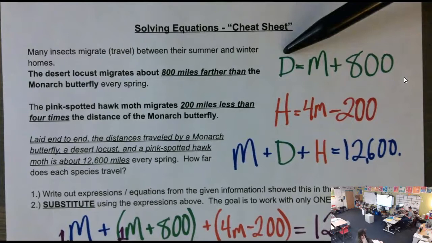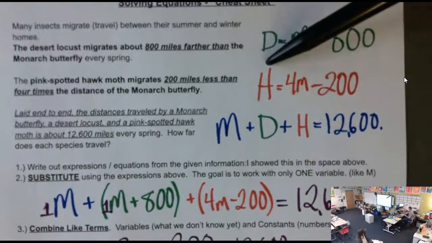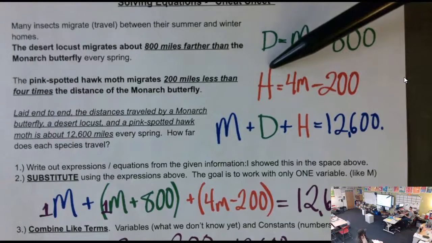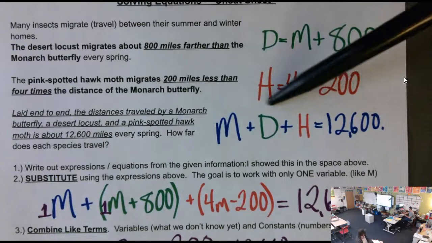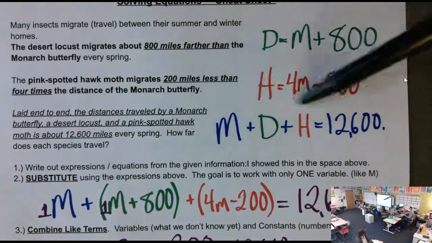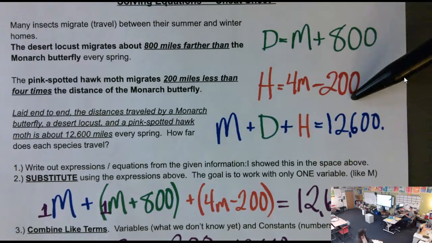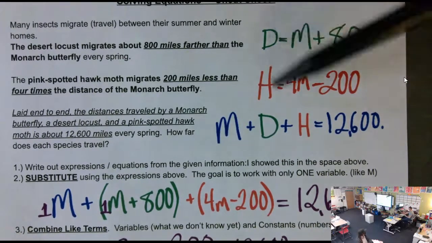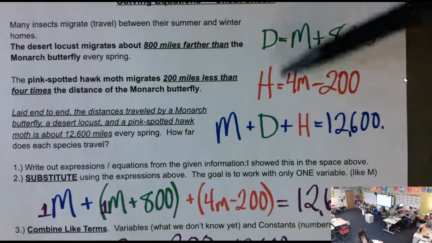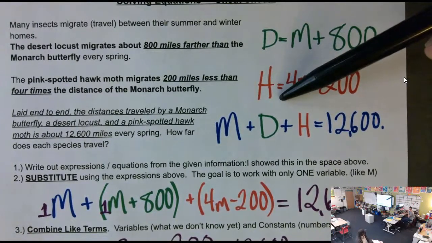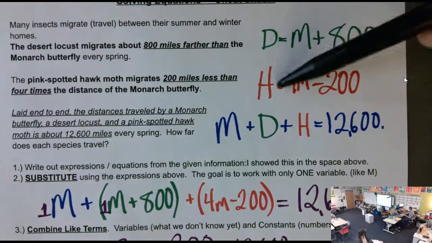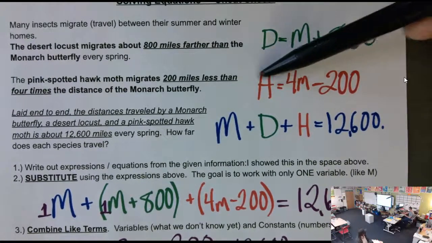So remember, we had the desert locust that we called D. We had the pink spotted hawk moth, which I like that you guys used H. The other class wanted to use P. Why might I not want to use P in this problem? Why might I like H better? Yeah, especially because a lot of us have sort of messy handwriting, me especially, P looks like D, right? So if I'm choosing variables, I want to choose variables that I won't mess up. So if I use P and D, that might goof up.